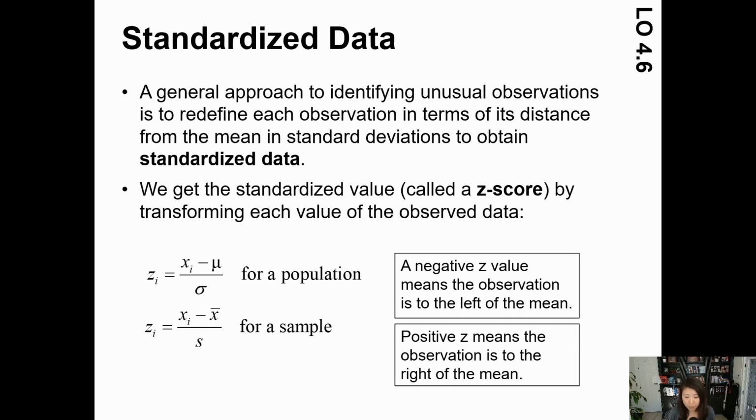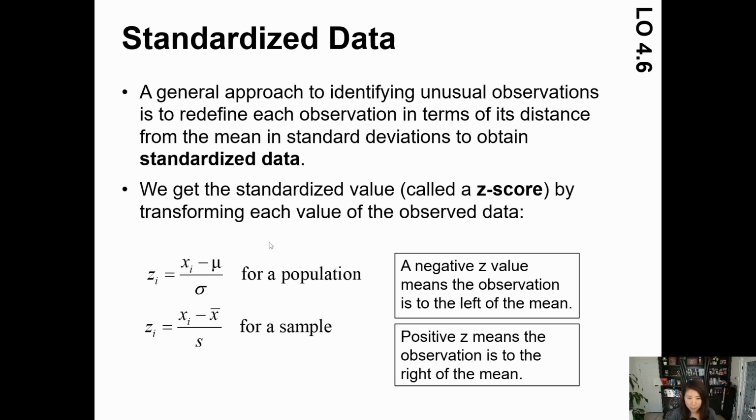By doing this, it will help us detect outliers very easily. I will show you later. But first of all, let's look at how we can convert any observation to the z-score. The formula is listed on this slide. The z stands for the z-score, and the xi is your original observation. So basically, you take your observation minus the mean, divided by the standard deviation. That is how we convert your observation to the standardized data, also called the z-score.